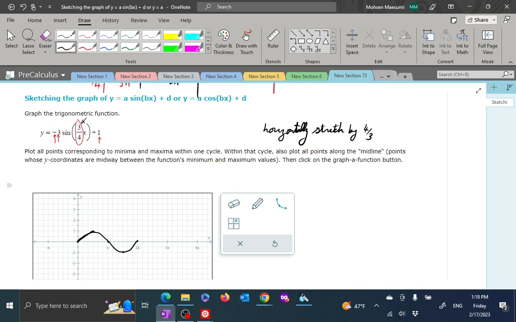So, for example, if this is happening at 6 blocks, 6 blocks times 4/3 is going to be 8 blocks, meaning this point is going to come here. Final location of this point is going to be here. This is 12 blocks times 4/3, which is 16 blocks. So 16 blocks is going to bring it all the way here, and so on. This was happening at 3, it is going to happen at 4. This was happening at 9, it's going to happen at 12. So I did this stretching.